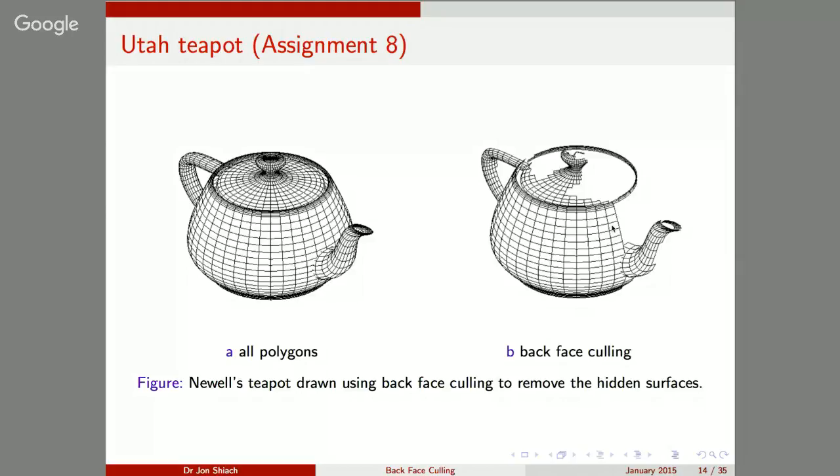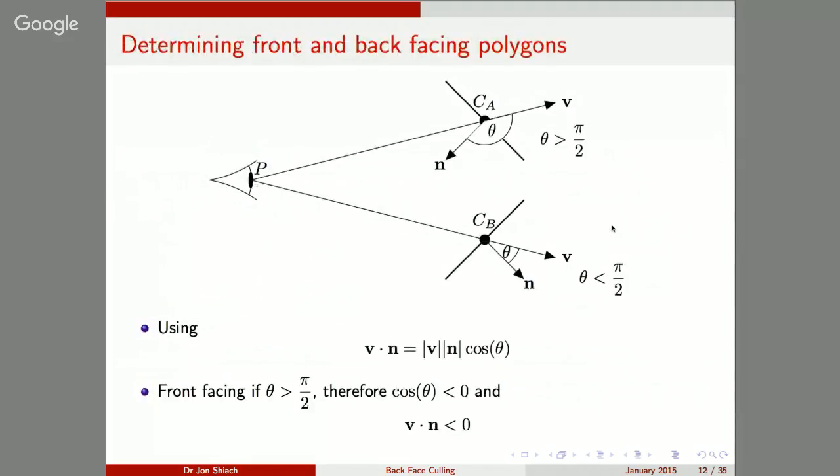Just to remind you. If this one up here is obviously facing towards us, the angle between the viewing vector and n is greater than pi over 2. Well, cos theta is positive for angles less than pi over 2 and negative for angles greater than pi over 2. So if you dot product v and n and it's negative, you've got a front facing polygon.